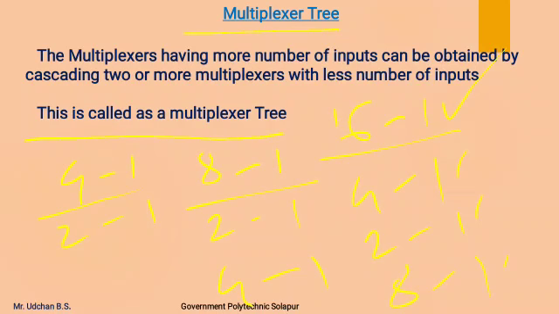Means we can obtain a multiplexer having more inputs with the help of multiplexers which have fewer inputs. This is what we have to design in the case of a multiplexer tree, and the problems based on this multiplexer tree we are going to discuss in the next lecture, by which you can get the concept cleared of what exactly the multiplexer tree is.